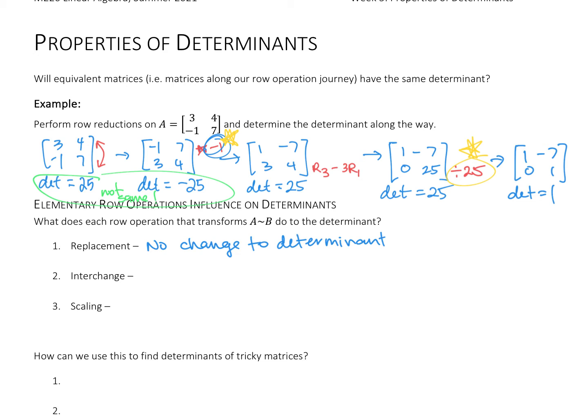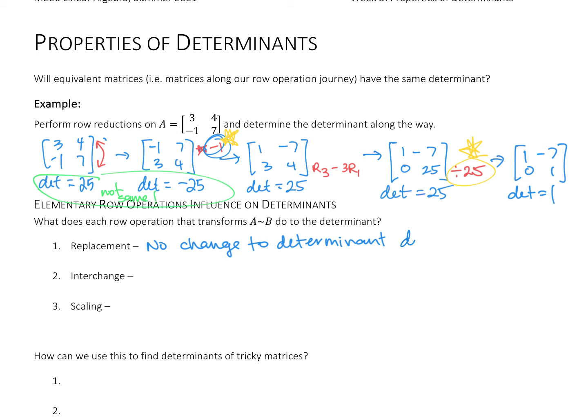So any replacement we do, again, making sure that the row we're replacing, we're not doing any kind of scaling to that particular row. So as long as we do that, there's going to be no change to our determinant. When we interchange, notice what happened here when I changed the top and the bottom row. My determinant went from a positive 25 to a negative 25, and that's always going to be the case. So no change to determinant.